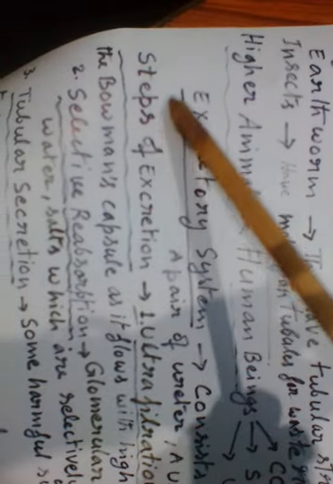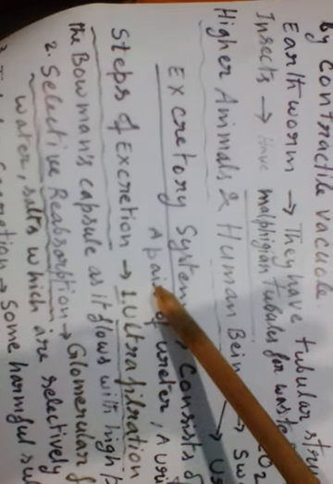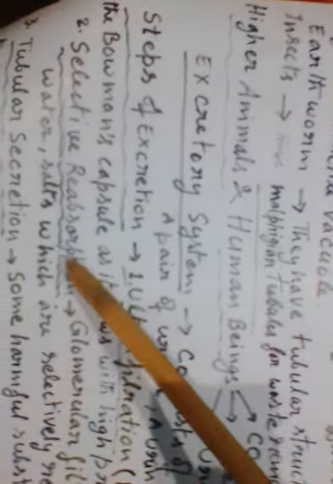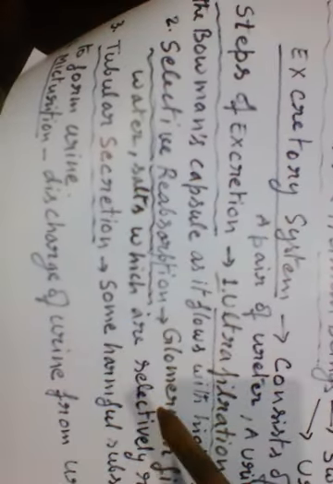Okay, now there are steps of excretion, and the main steps are ultrafiltration, selective reabsorption, and tubular secretion. We will discuss these in detail in the next class.